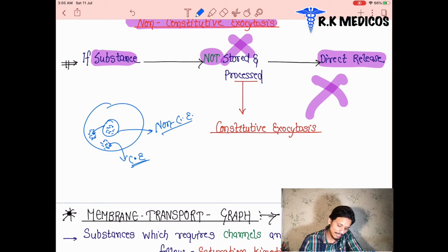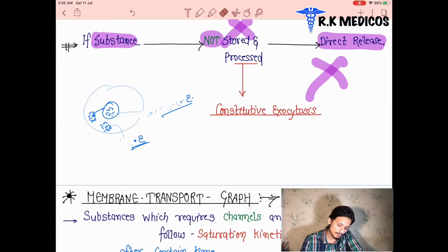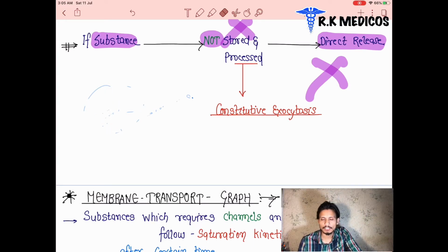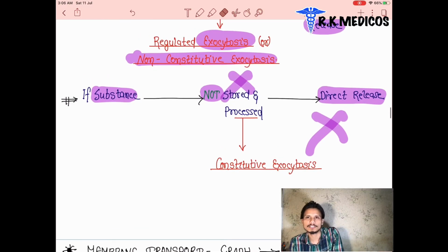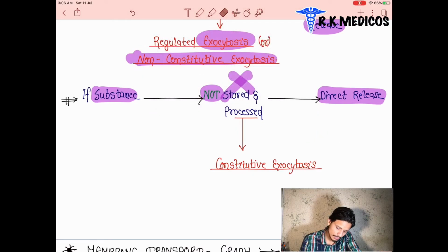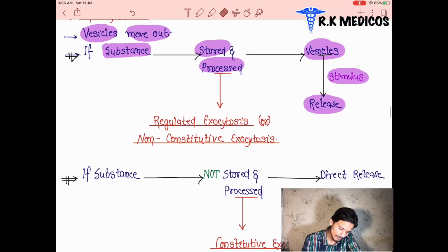So what are the 2 types of exocytosis? The movement of molecules from inside to outside: constitutive and non-constitutive. What happens in constitutive exocytosis? Is it movement of molecules through vesicles? No, it is a direct release. You have to memorize the 2 types of exocytosis and the difference between them.